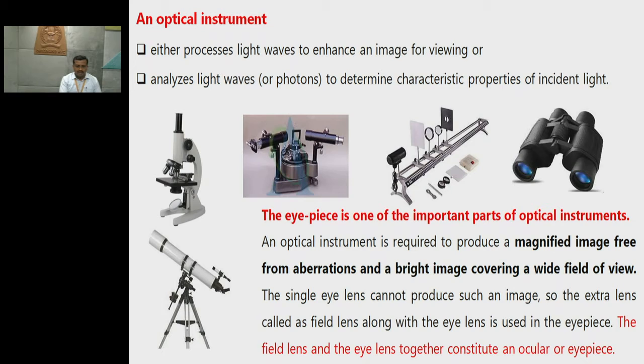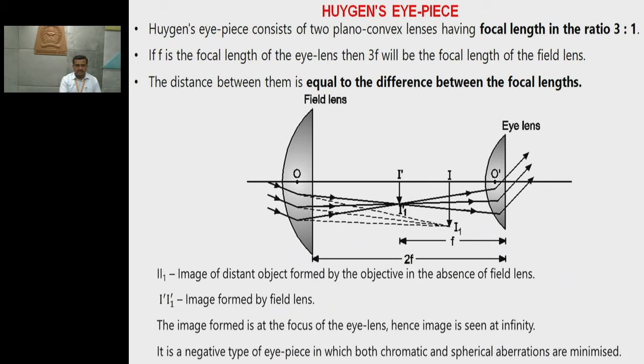An optical instrument is required to produce a magnified image free from aberrations and a bright image covering a wide field of view. The single eye lens cannot produce such an image. So, an extra lens called the field lens, along with the eye lens, is used in the eyepiece. So, the eyepiece, or sometimes it is called the ocular, consists of two lenses. One lens is called the field lens and another lens is called the eye lens.